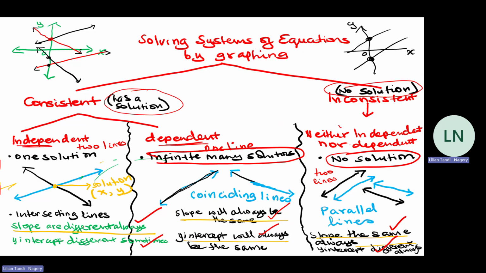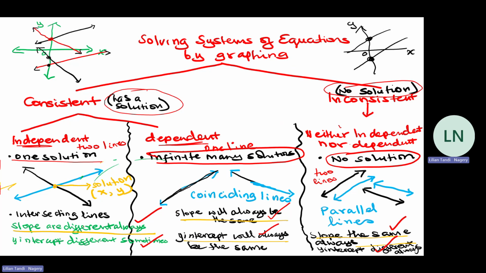Now, how will you know from your graph that you're independent, or that you have one solution? You will know from your graph when your graph makes the shape of intersecting lines. It will make an X with the lines. You will have two lines that cross each other.